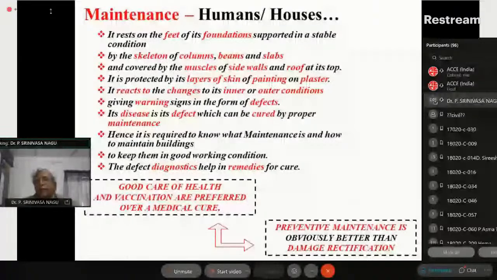So when we don't take care of our body, we have to go to ICU. Same thing happens even with the buildings, that's all. Okay. So its disease is its defect, which can be cured by proper maintenance. Right. So whether it is a human body or building, both are live, hence require maintenance, right? Hence, it is required to know what maintenance is and how to maintain buildings. This is most important.